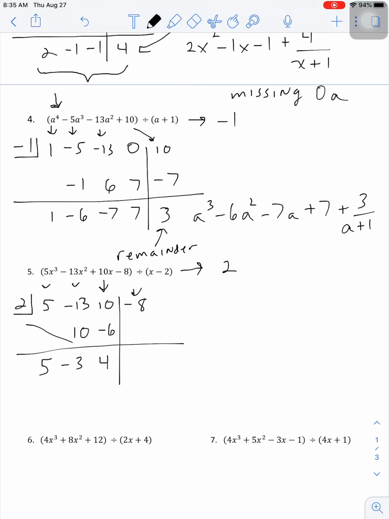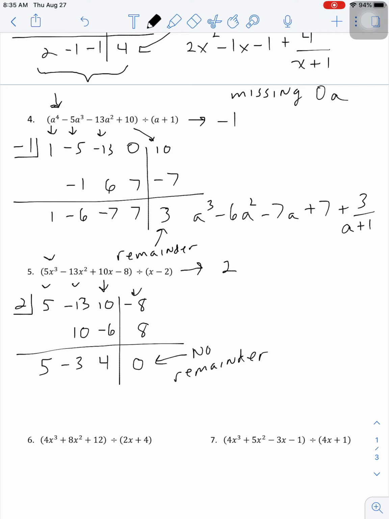We do 2 times 4, which is going to give us 8. And then 8 minus 8 gives us 0. Okay, so here we have a situation where there's no remainder, which is a little bit easier because you don't have to remember to write that gobbledygook at the end.